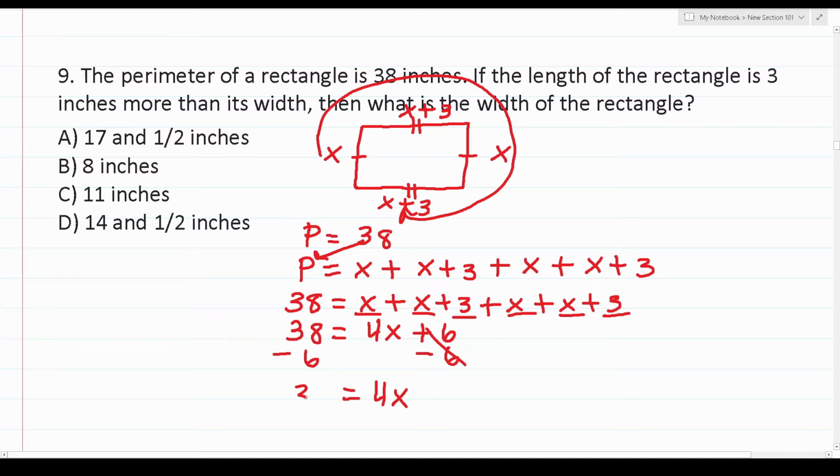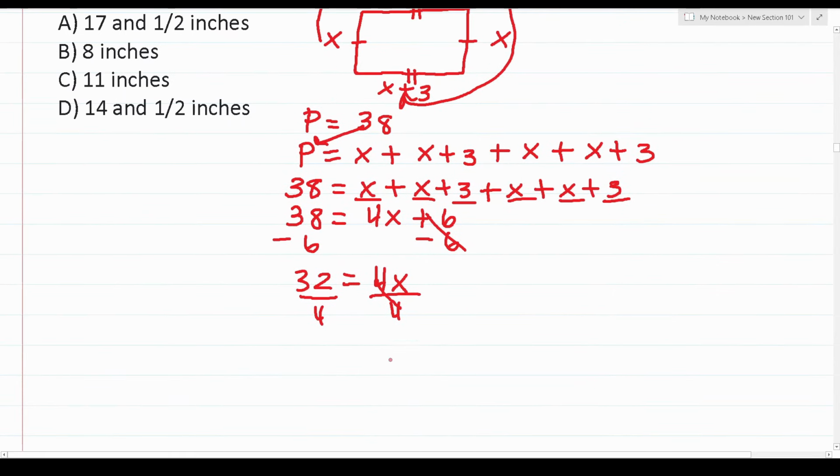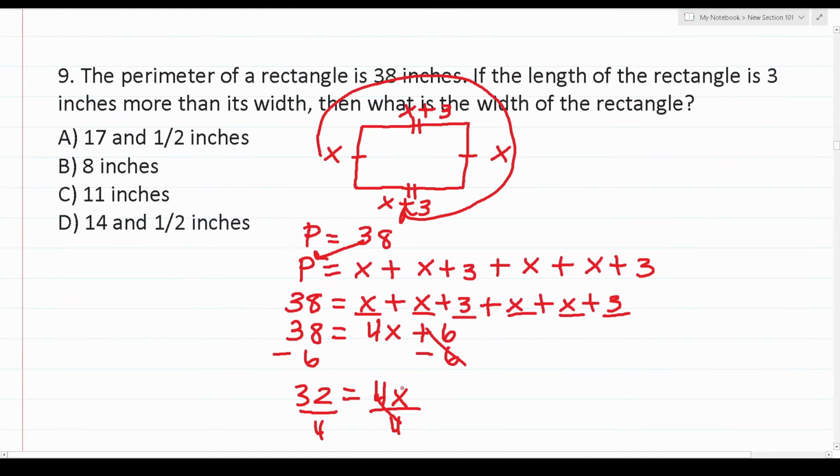38 minus 6 is 32. Now we're going to divide both sides by 4. This will cross out here, and let me move down a little bit. This leaves you with just x on this side, and 32 divided by 4 is 8, so x in this case is 8. So we know the width of this rectangle is going to be 8 inches. Again, you can see x is the width, and we found x to be 8. All right, so that's that one.